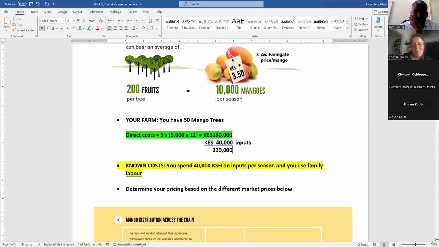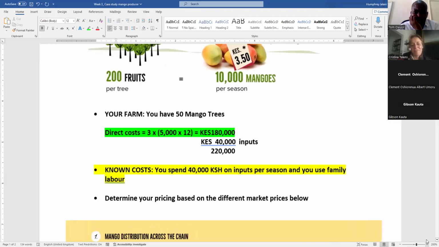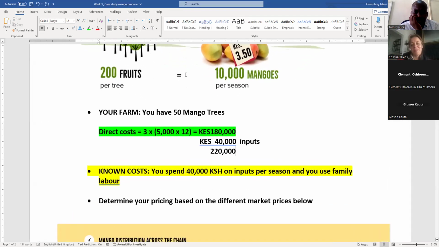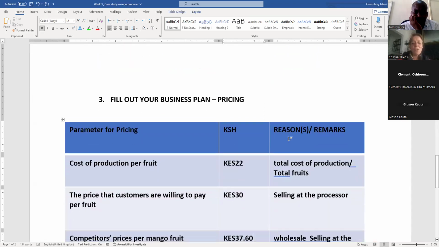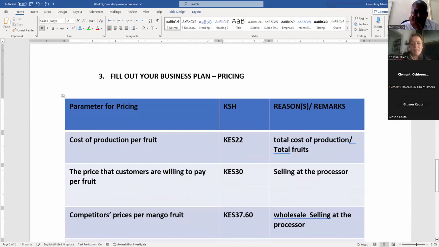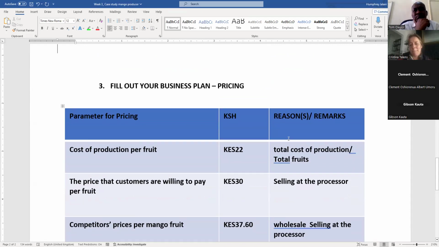Okay. We did that just to make it a little bit more practical. And where did you get your 37.60 from, the competitors' prices for mango fruit? Where did you get that one? The price that customers are willing to pay is for the fruit juice, but where did you get 37 Kenyan shillings 60? Where did that come from?